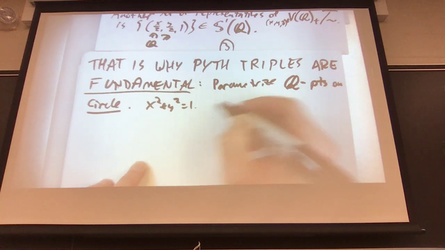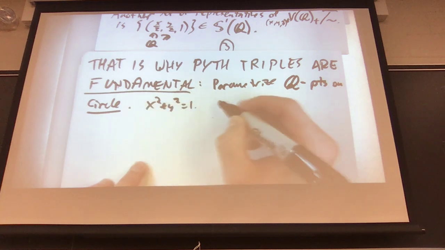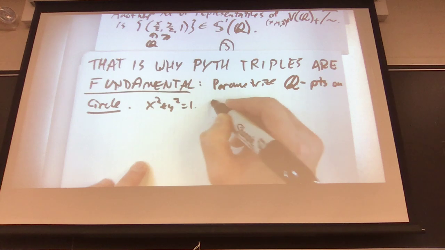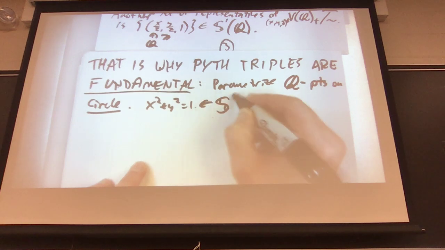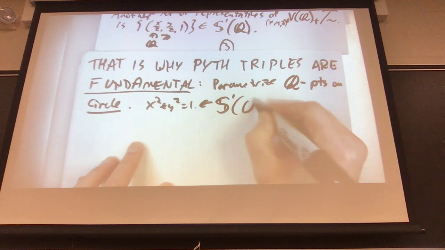So this is the circle. I guess if I want to write this as a variety, I'll say minus 1. Well, let me leave it as is. So this is the circle. This is just notation for the one sphere. Circle, fancy way of saying circle. That's the circle. What are the rational points?